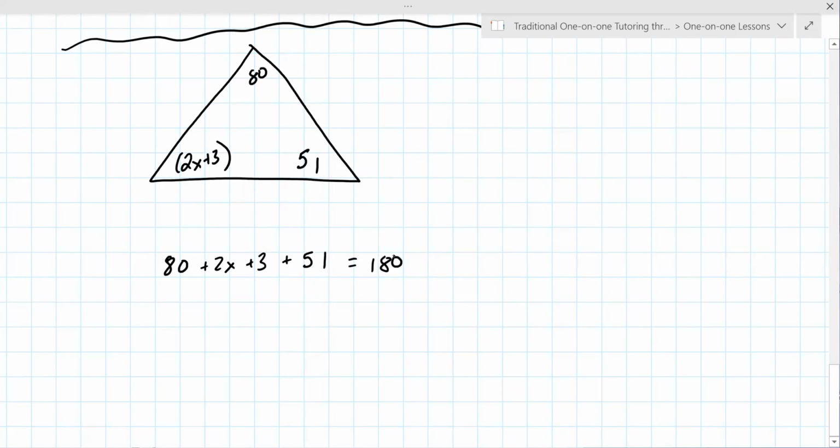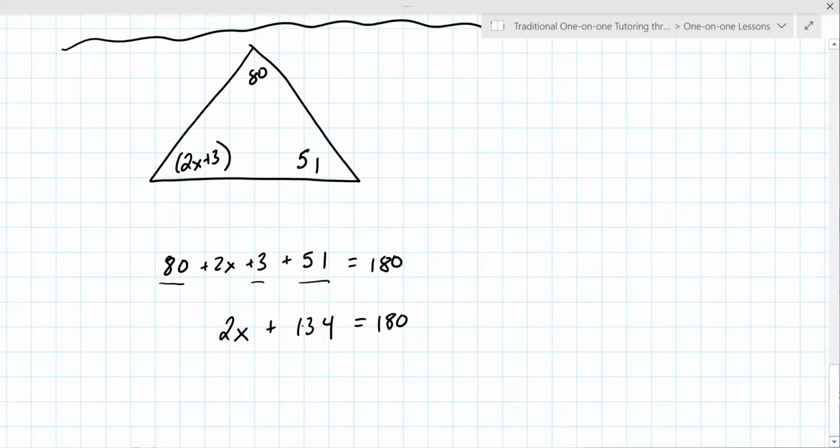So I want you to combine like terms. Combine the 80, the 3, and the 51. Tell me what those add up to, please. So we have 2x plus 134 equals 180. What's the next step?